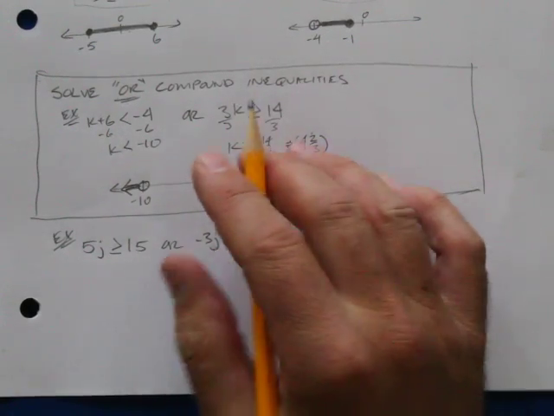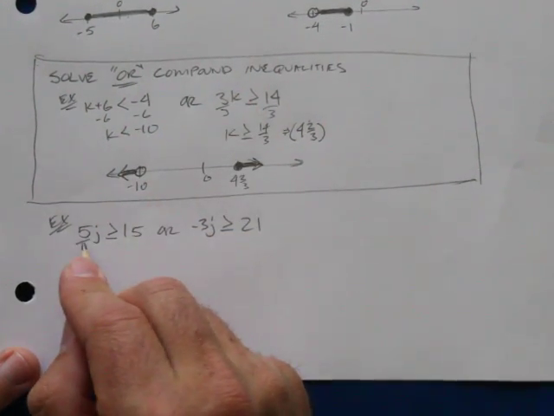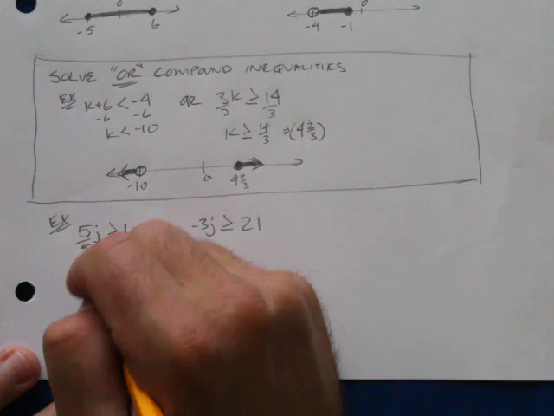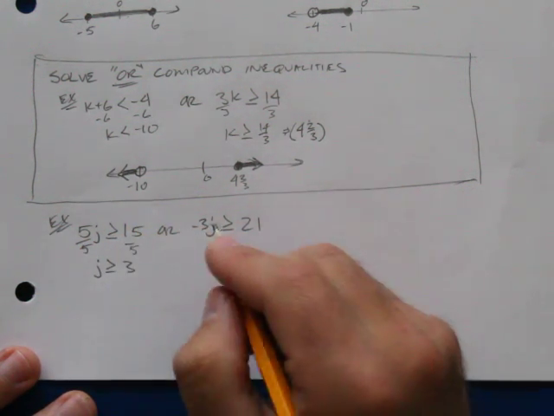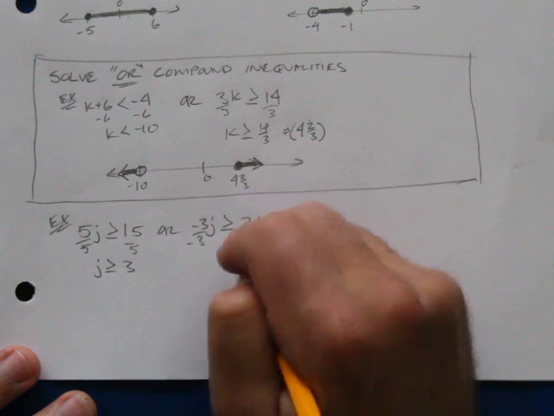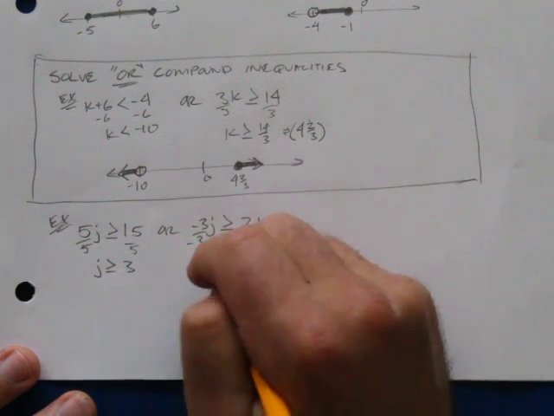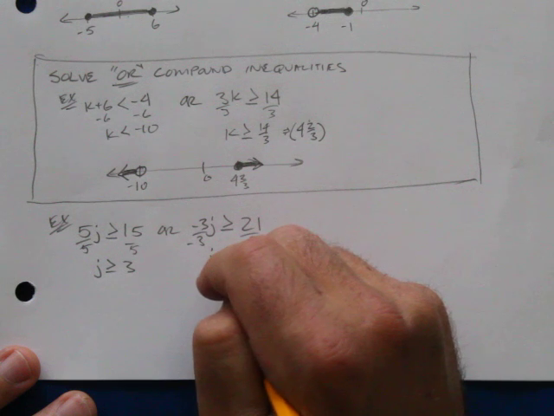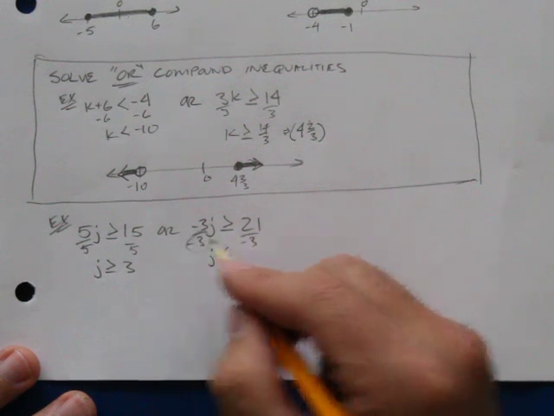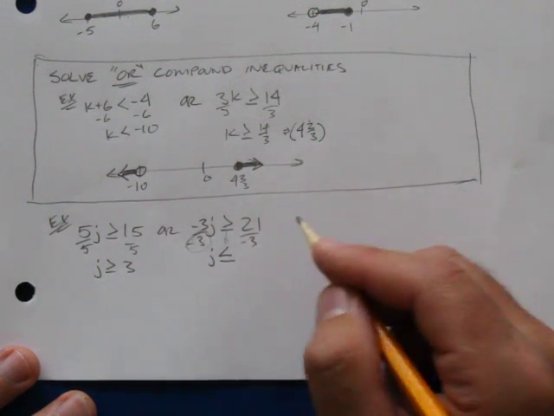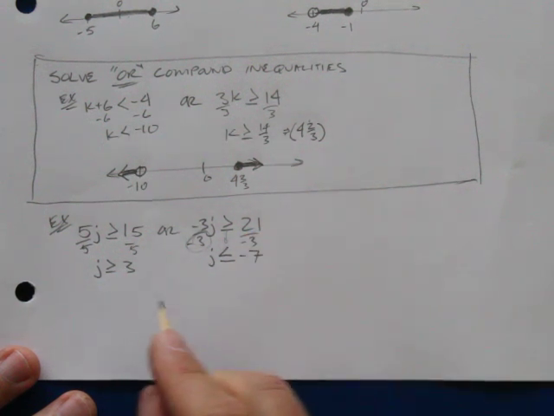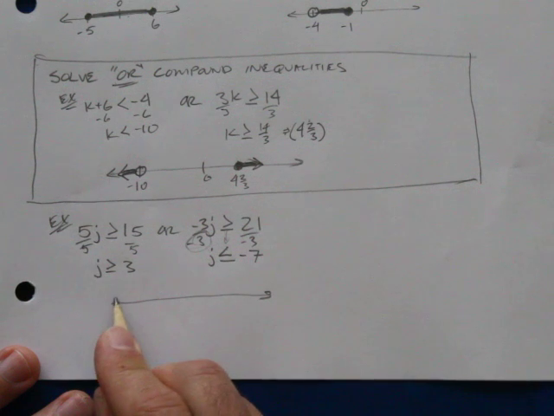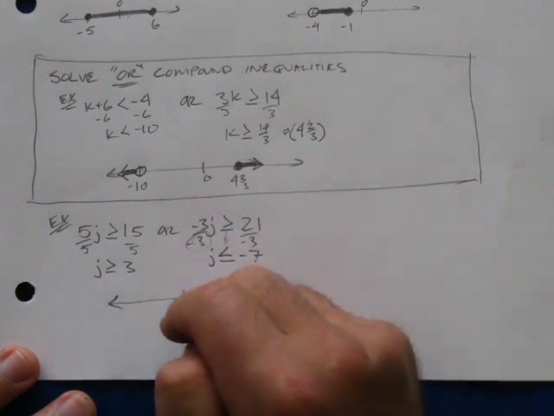So I'm just going to solve these and put them on a number line. Divide by 5, divide by 5. J is greater than or equal to 3. I'm going to divide by negative 3, divide by negative 3. J is less than or equal to, see my negative, I've got to flip my sign, less than or equal to negative 7.